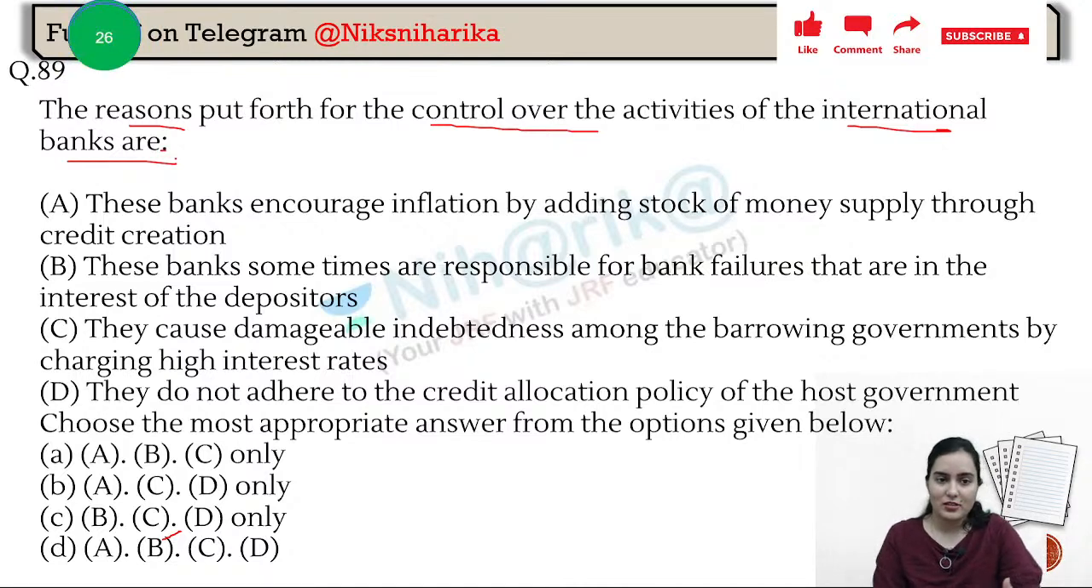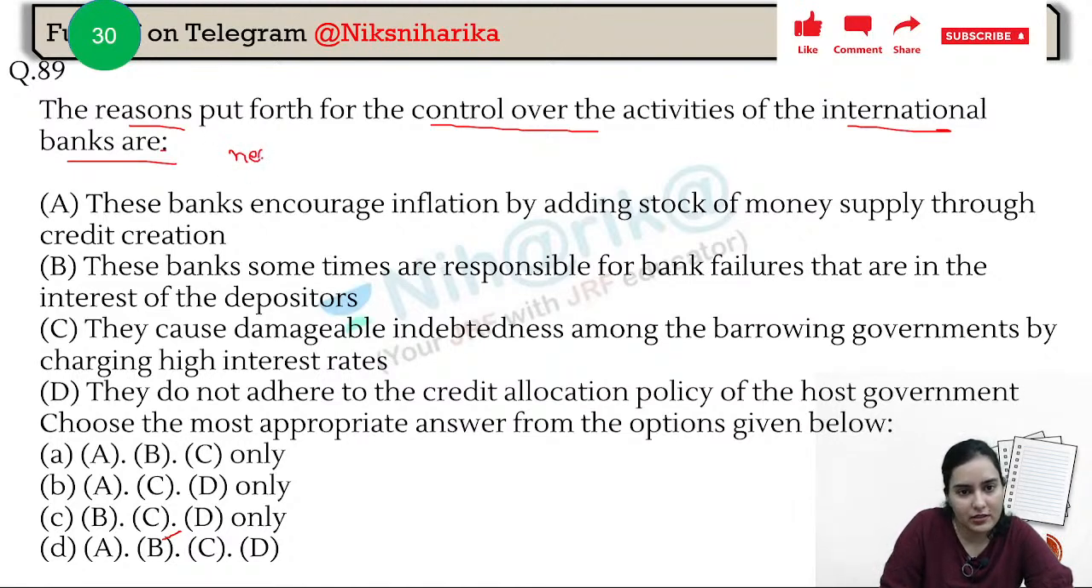Like interbank transaction, then money supply, then interest rate, inflation, exchange, all these things, credit policy, credit allocation. So you have to select all the negative points. Let me see if you are successful in selecting the negative points.